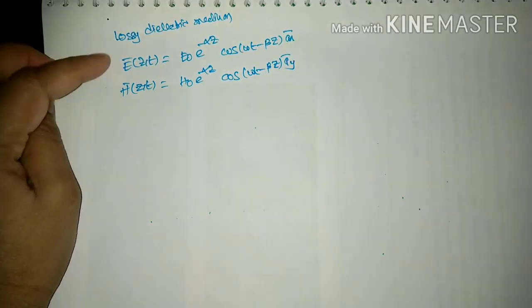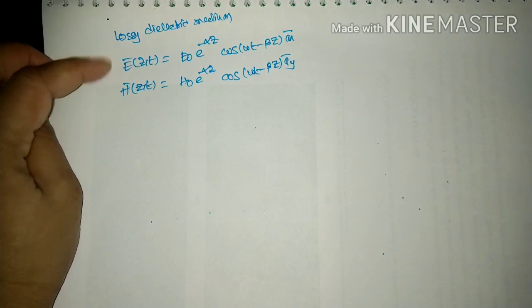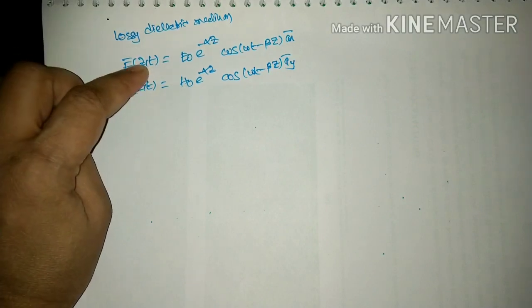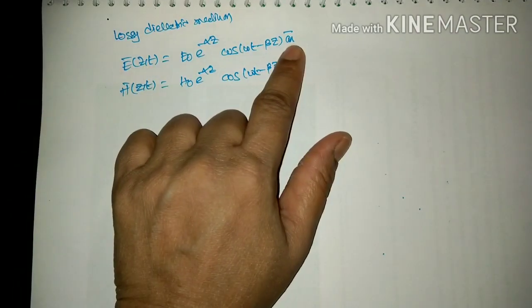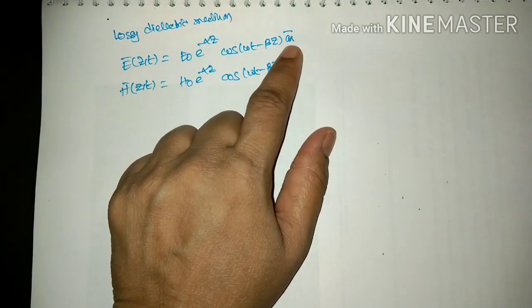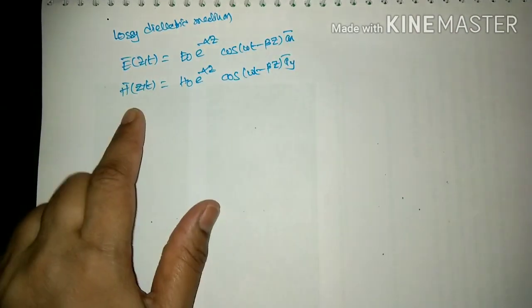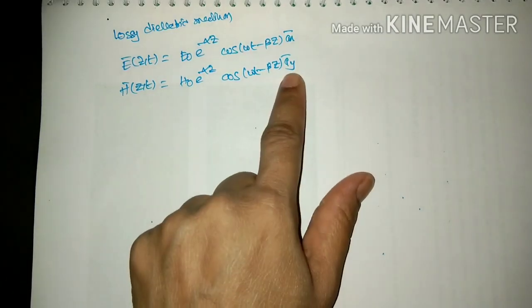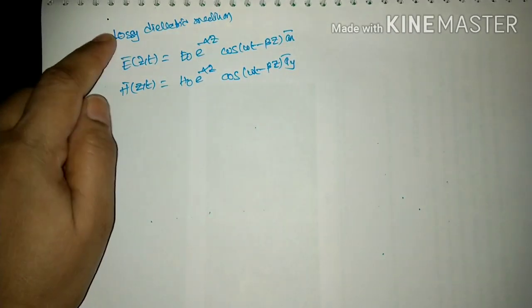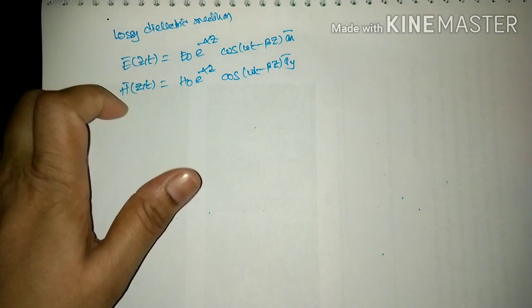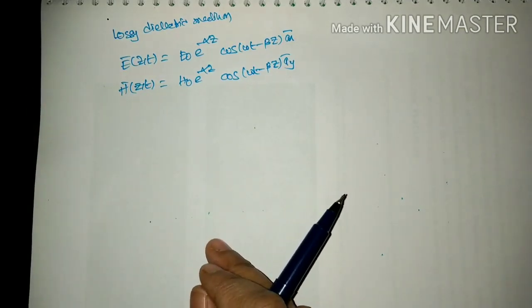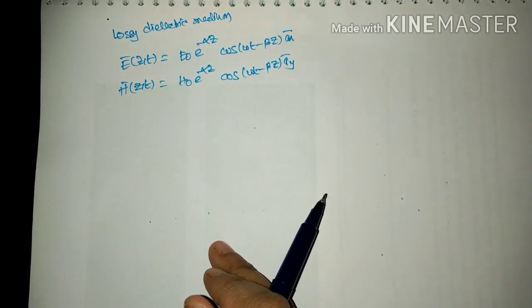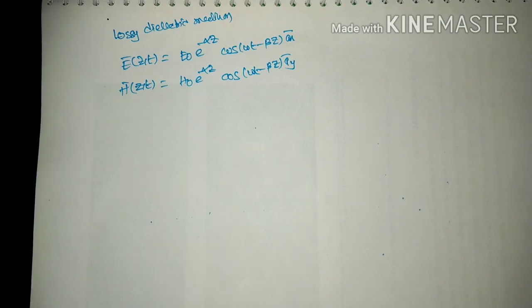While deriving the expression for the electromagnetic wave in a lossy dielectric medium, we assumed the wave is propagating along the z direction and the electric field has only one component, along the x direction. The corresponding magnetic field we got along the y direction. So this is the mathematical representation of an electromagnetic wave propagating along the z direction in a lossy dielectric medium. For simplicity, let us assume the medium is a lossless medium.